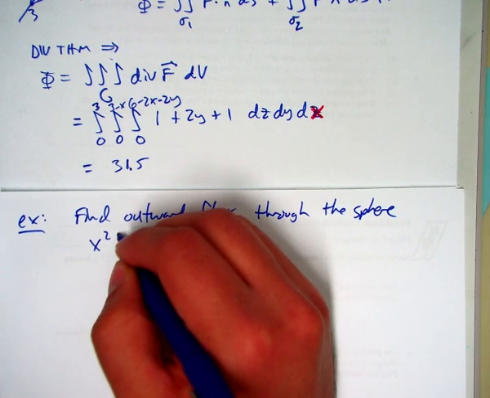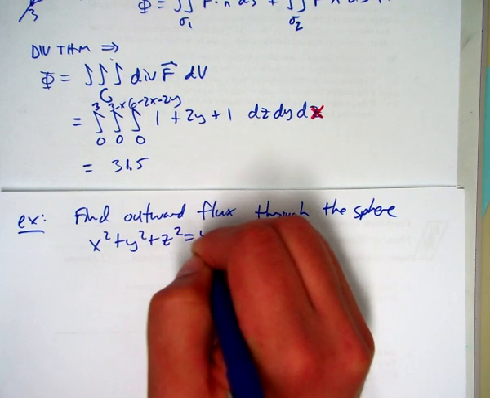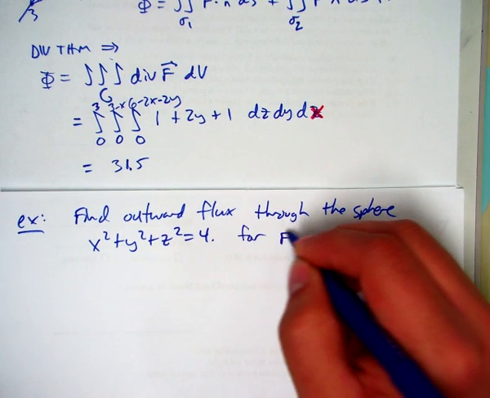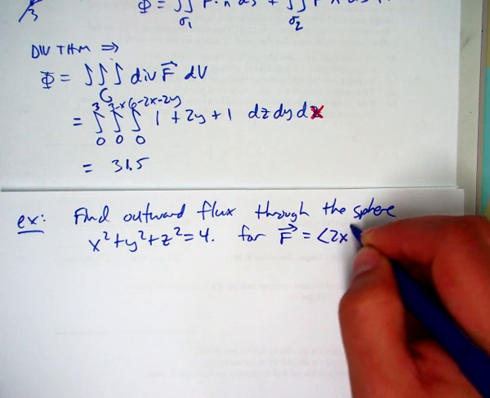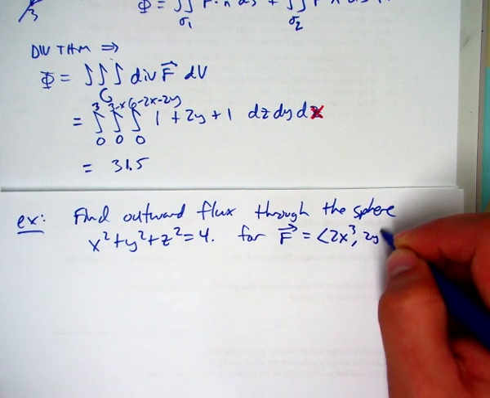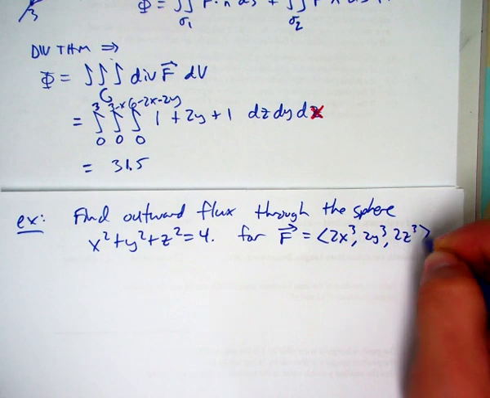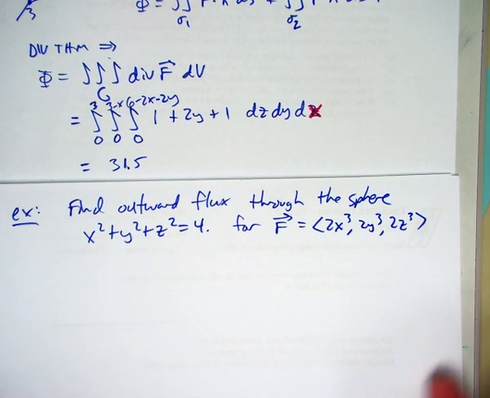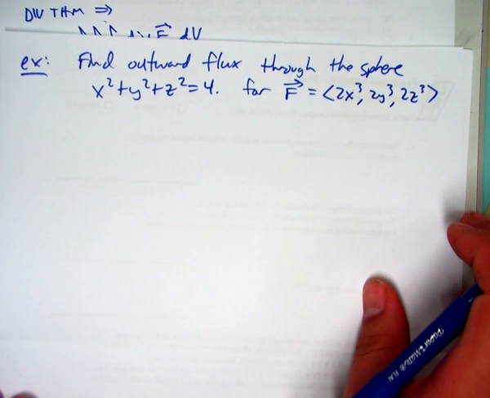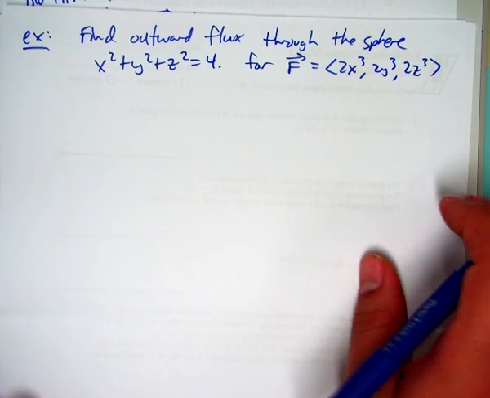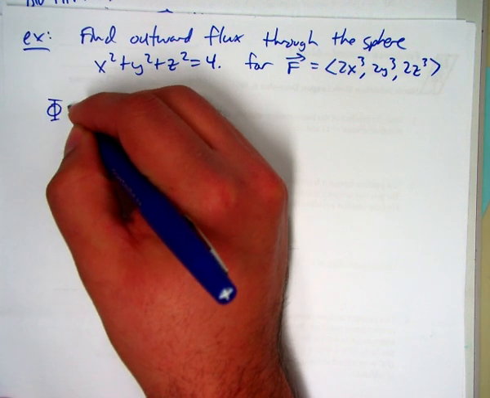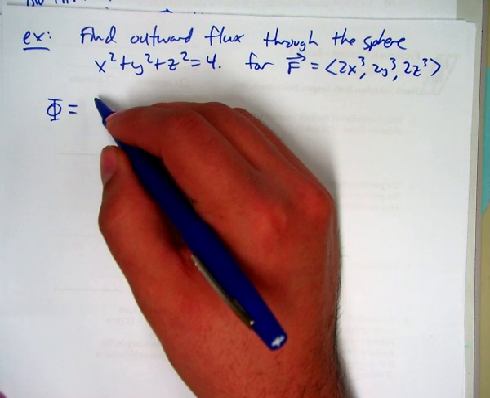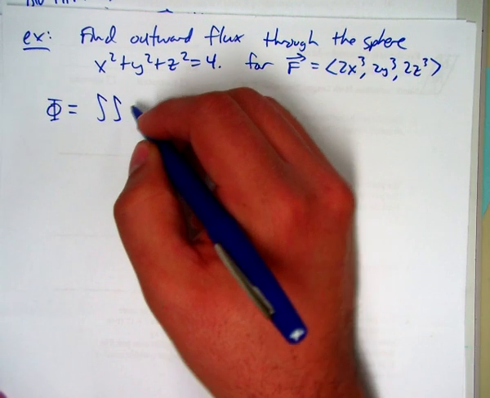Through the sphere x squared plus y squared plus z squared equals 4, for the vector field F equals 2x cubed, 2y cubed, 2z cubed. Yeah, we could just use the thing. Use what thing? Spherical substitution. Eventually, yes, spherical is going to make it really nice. Oh, so we should use spherical coordinates? You will. We will.